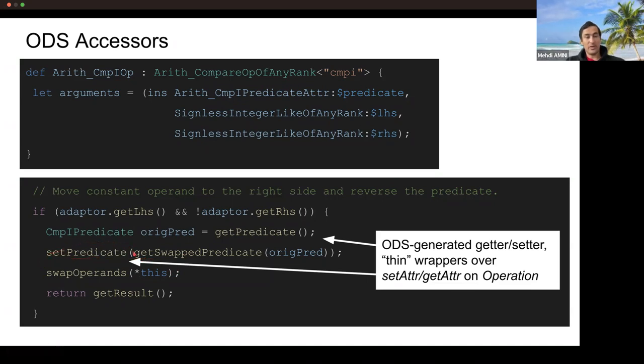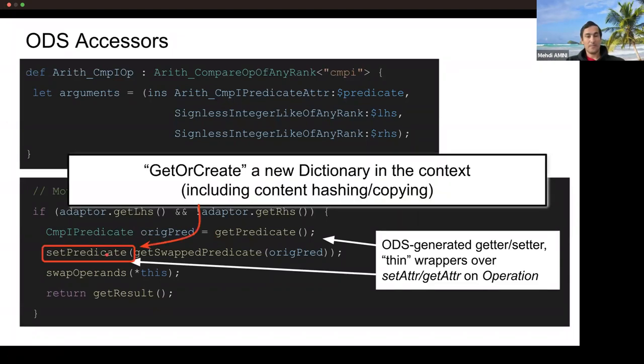And that's what we're going to look at. What happens when we call this ODS method? So it's just ODS gives you an accessor, get predicate and set predicate. We're going to look in detail what happens when we do that. So this get or create here. So this set predicate involves creating a new dictionary in the context.